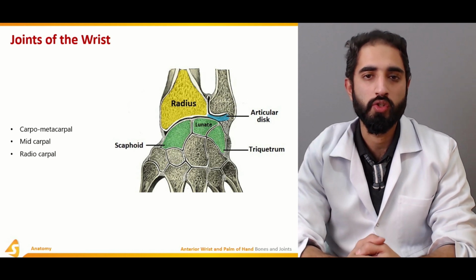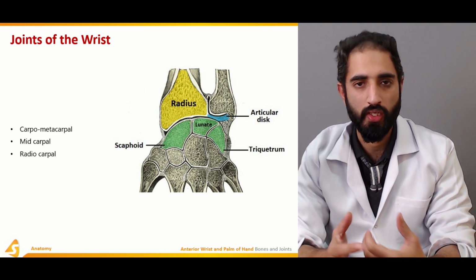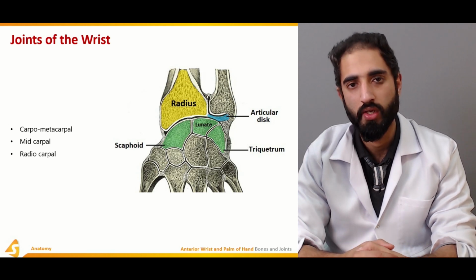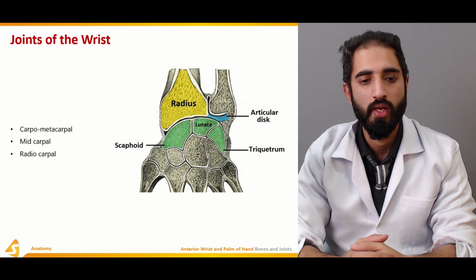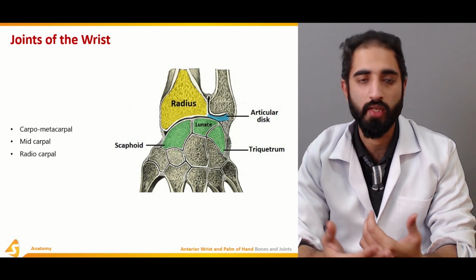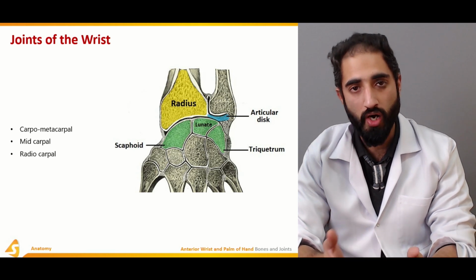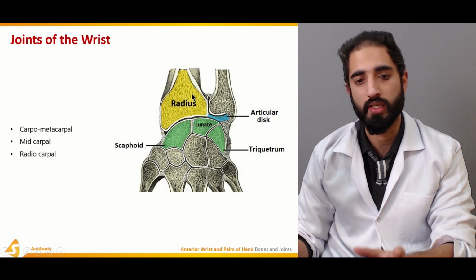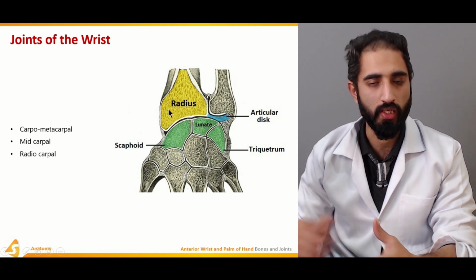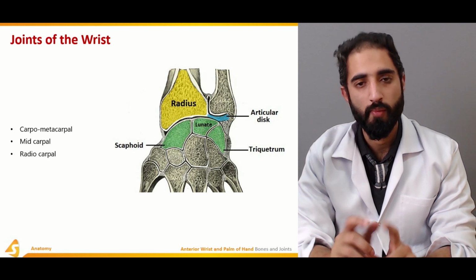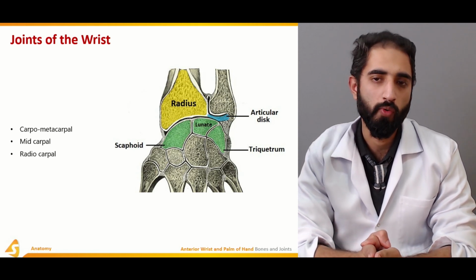When we talk about the joints of the wrist, the wrist complex is made up of three different joint complexes. If we go from proximal to distal, first of all we have the radiocarpal joint. It is called the radiocarpal joint because it is the articulation between the distal aspect of the radius and the proximal row of the carpal bones.